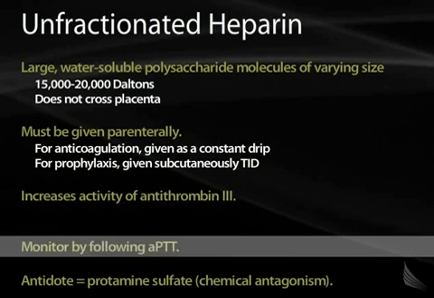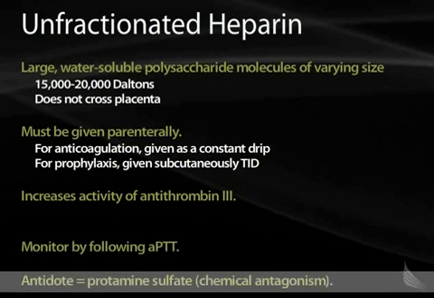Heparin levels are monitored by following the partial thromboplastin time, or PTT. This is usually done approximately every 6 hours. The antidote for unfractionated heparin is protamine sulfate, which is able to bind heparin and prevent it from binding to antithrombin 3.